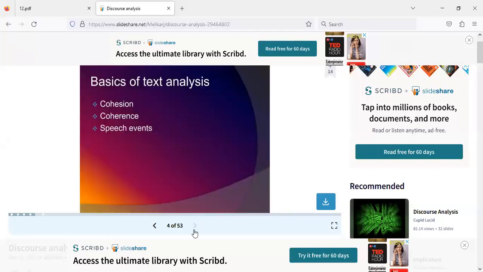The basics of text analysis. These three are the key components in a text analysis. First is cohesion, second is coherence, third is speech events. In your manual also we have those key terms, so we'll see what they are.